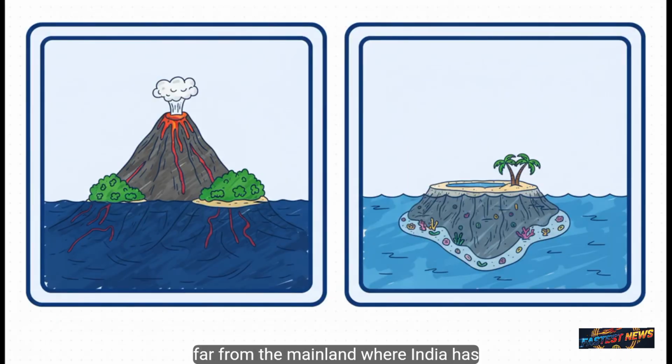Now let's head far from the mainland, where India has two totally different major island groups. Over in the Bay of Bengal, the Andaman and Nicobar Islands are actually the peaks of a submerged volcanic mountain range. Then, all the way over in the Arabian Sea, you have the Lakshadweep Islands, which are coral atolls. These amazing ring-shaped reefs built up over thousands of years by tiny marine organisms.